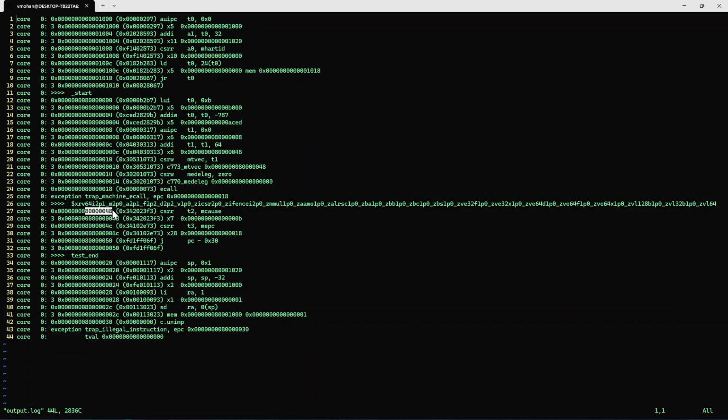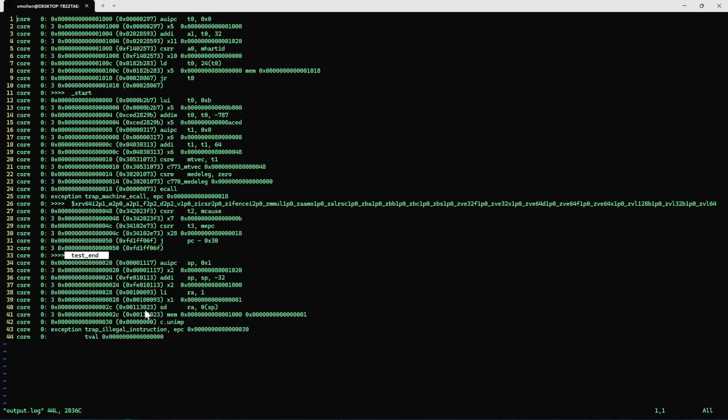Inside the handler, the code reads the mcause CSR, which reports a value of B, identifying the exception as a machine mode environment call. The handler also reads the MEPC CSR, which gives the PC of the instruction that triggered the exception. After capturing this information, the handler jumps to the test end section.